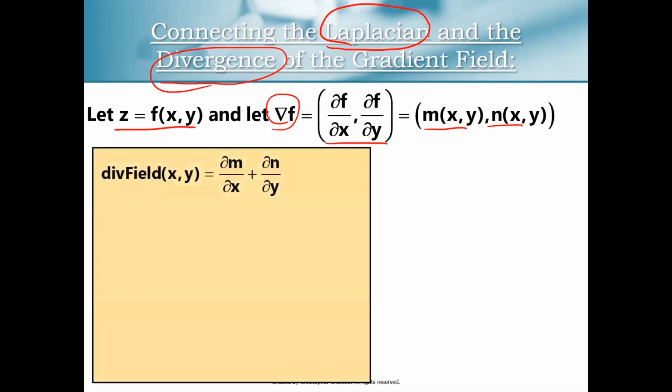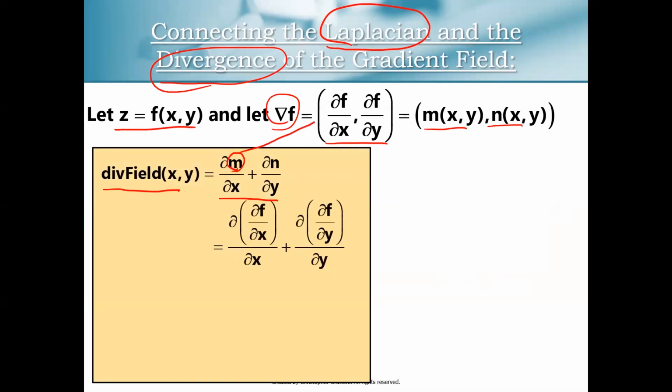The divergence of any vector field is defined to be dM/dx plus dN/dy. In this particular case, M is df/dx and N is df/dy. So let's plug those in. We have d/dx of df/dx plus d/dy of df/dy. Well, we know how to simplify that. That's not too bad.